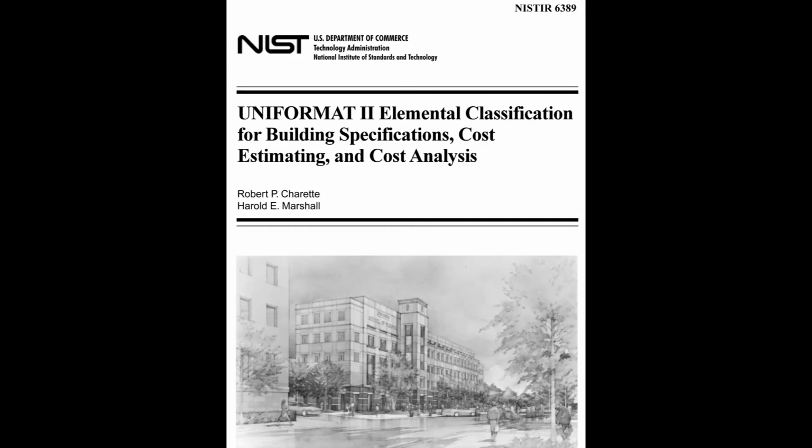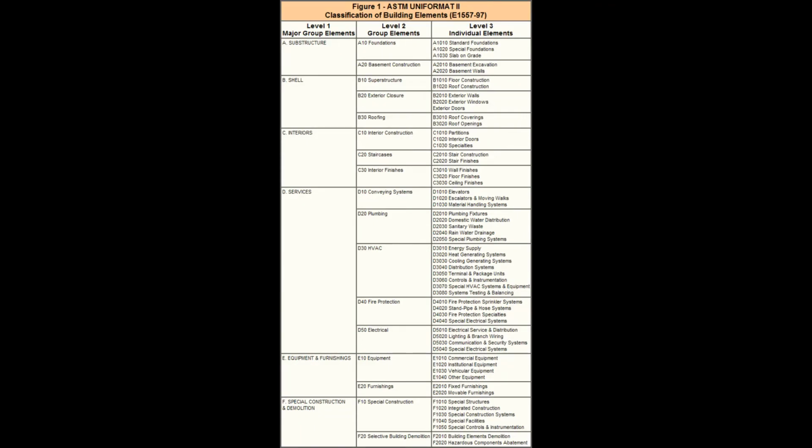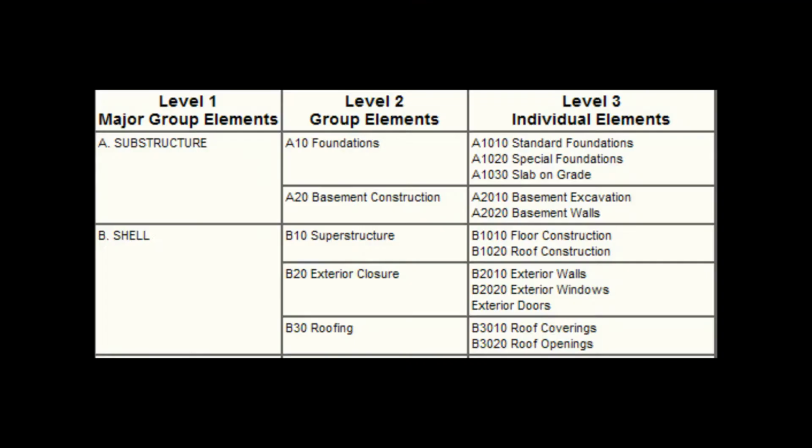NIST has a very good publication, and if you get in contact with us, we'll show you where to find that in terms of what UniFormat is. But UniFormat has to do with construction sequencing. As you can see, you're drilling down into substructure, exterior enclosure, and then you're grouping assemblies around there with a continuing drill down of numbers to get more specific.